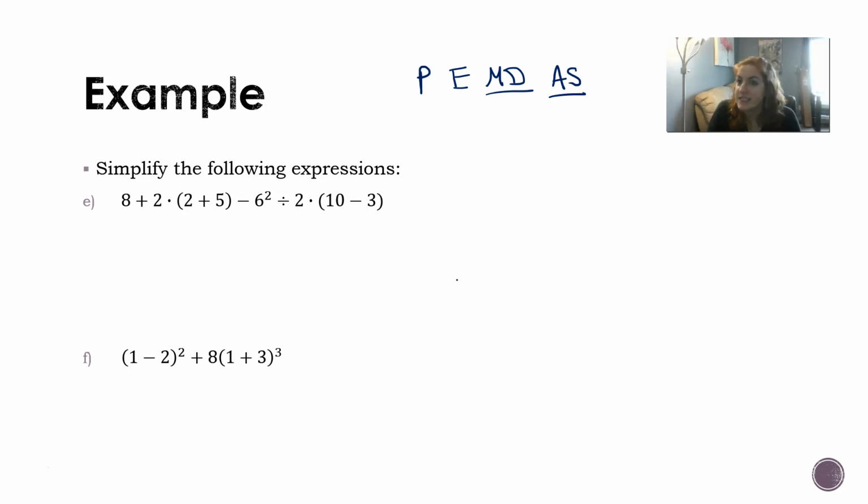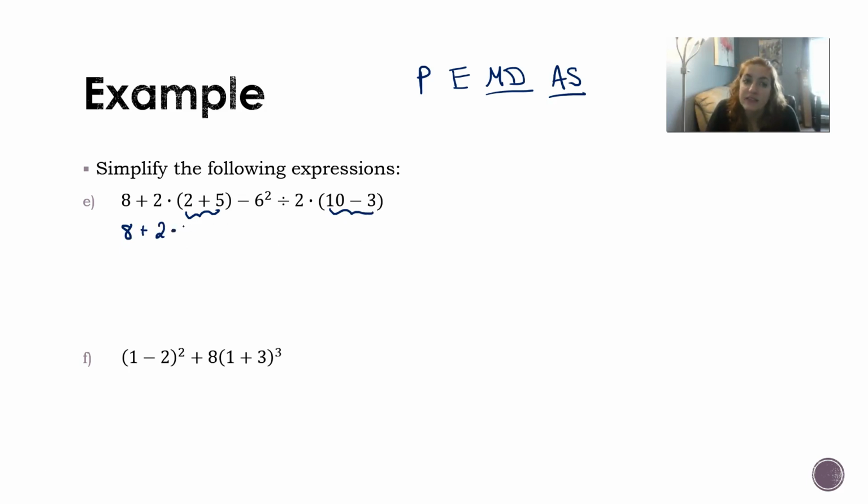Okay, this guy looks fun. Let's dig in. Okay, 8 plus 2 times (2 plus 5) minus 6 squared divided by 2 times (10 minus 3). So, of course, we need to do parentheses. We need to do what's inside those parentheses first. So 2 plus 5 and 10 minus 3. We need to do that first. So I'm just dropping down the rest of my problem.